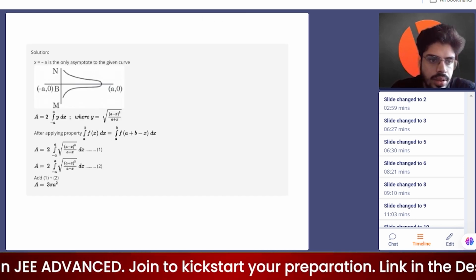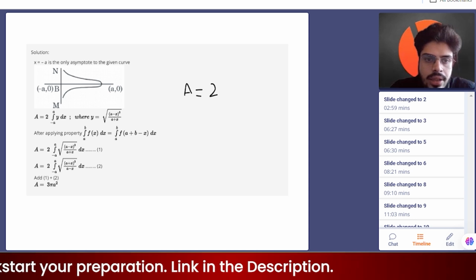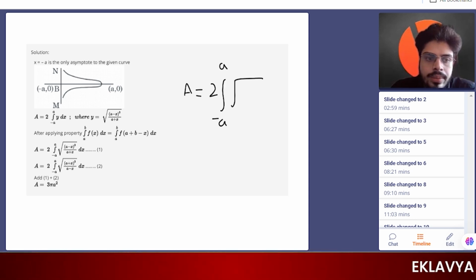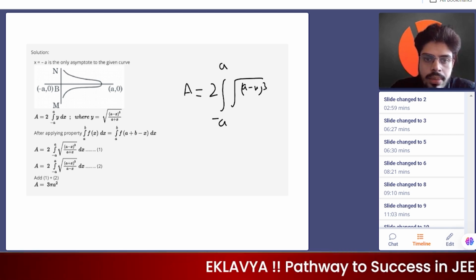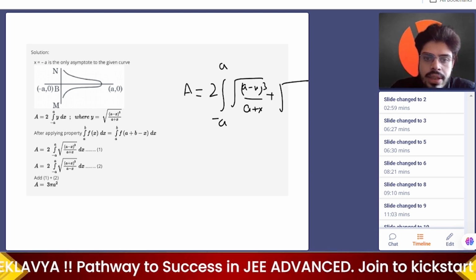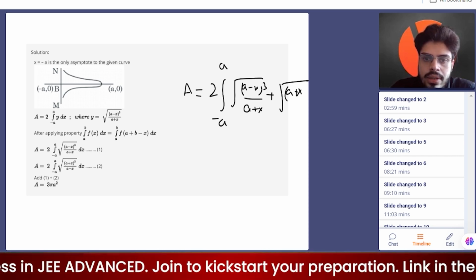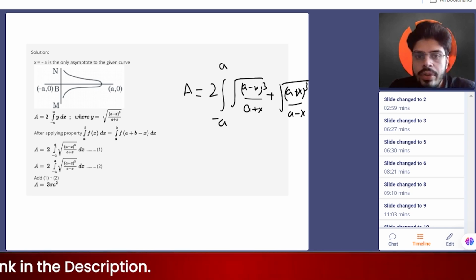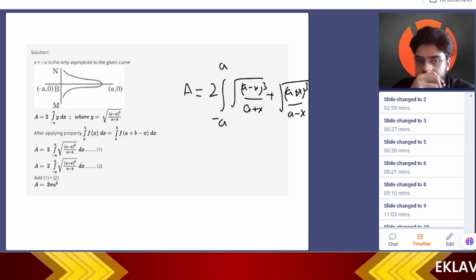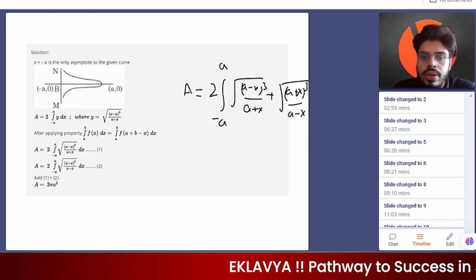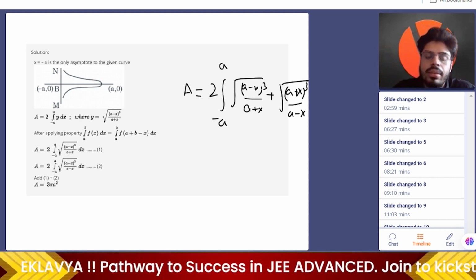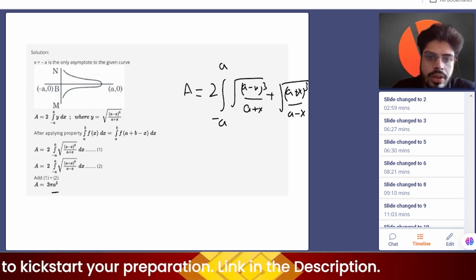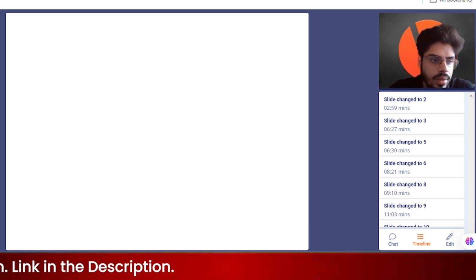Okay. So you will add this, you will get A is equal to 2 times the integration from minus a to a of (a minus x) whole cube upon (a plus x) plus (a plus x) whole cube upon (a minus x), under the root. Now if you take the LCM, you will get (a minus x) power 4 plus (a plus x) power 4. The root will get outside. Now you can take the terms out of the root, and you will get 3 pi a square, when you put this limit. Okay.